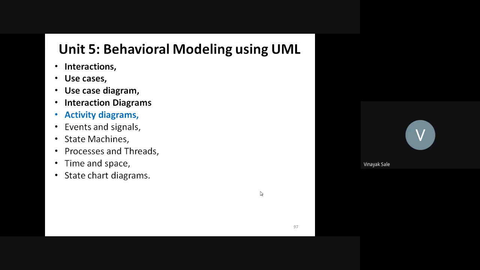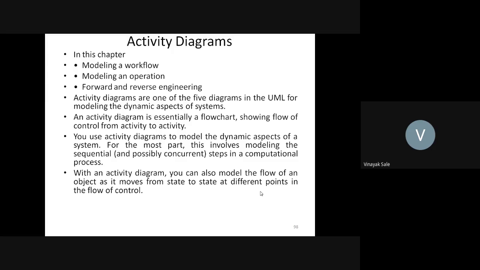Next is the activity diagram. In this chapter we will study modeling a workflow, modeling an operation, and forward and reverse engineering. The activity diagram is one of the most important diagrams out of the five diagrams. An activity diagram is based on a flow chart. It looks like a flow chart showing flow of control from one activity to another activity.